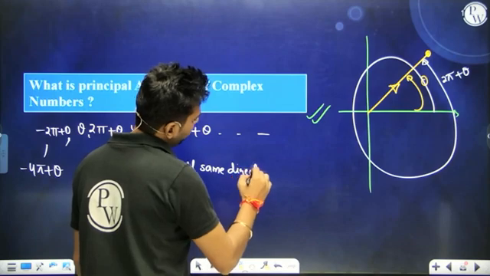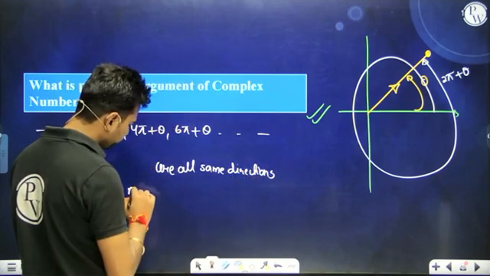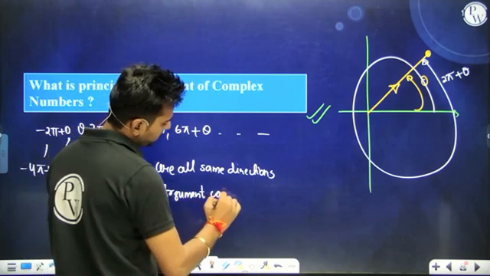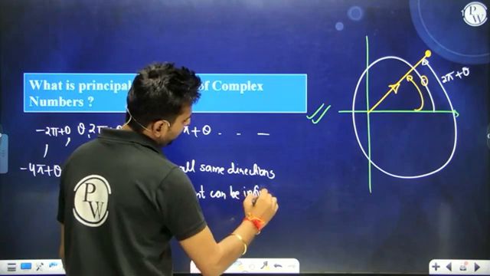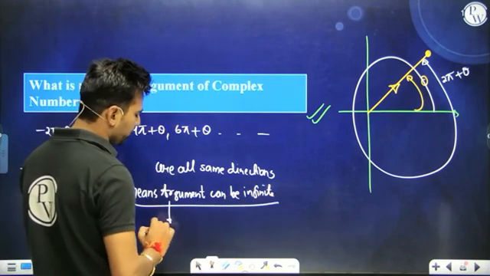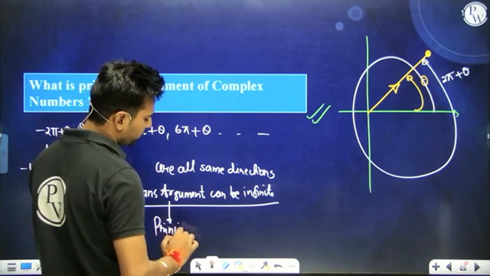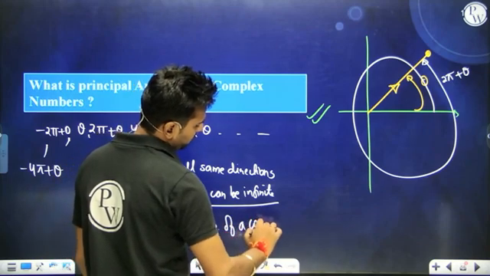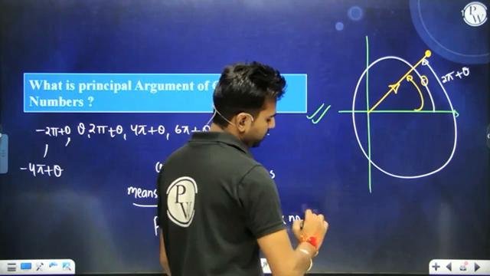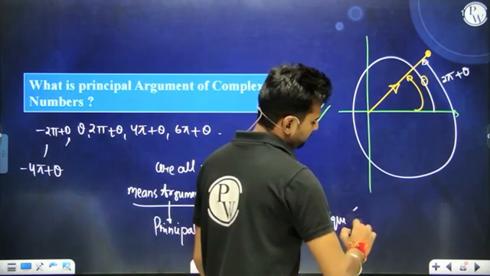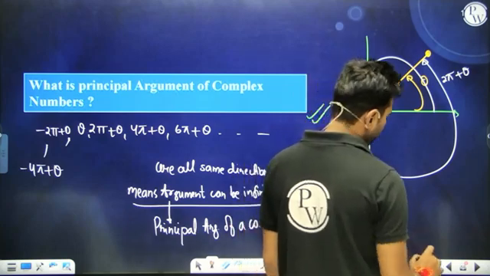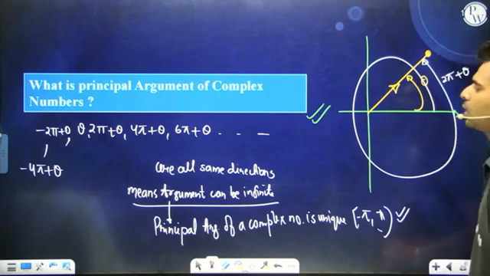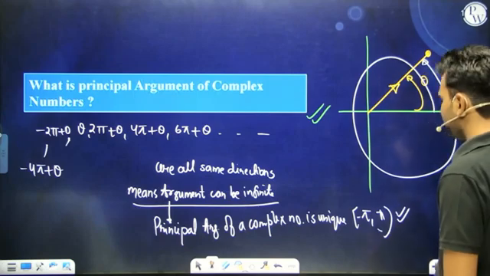This means the argument can be infinite, yes or no? But out of these infinite arguments, the principal argument of a complex number is unique, because it goes from minus pi to pi, including minus pi and excluding pi. So arguments are infinite, but principal arguments are unique.